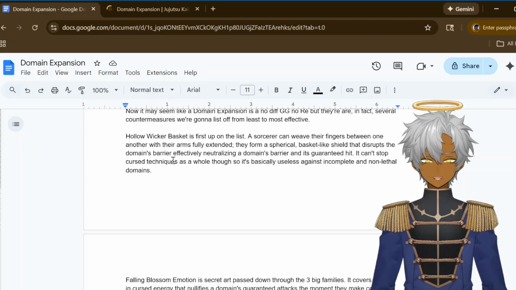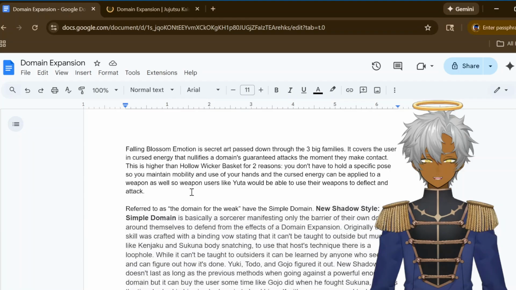So it can't stop curse techniques as a whole, though. So it's basically useless against incomplete and non-lethal domains. So, for example, let's say you got caught with Malevolent Shrine and you go ahead and pop Hollow Wicker Basket. You are not going to be getting hit with the slashes, the cleave and dismantle that Sukuna is using, because that would be the technique that is applied to his domain expansion. However, if he decides to pop Fuga and shoot you with a flaming arrow, you're going to get hit with that flame arrow. The Hollow Wicker Basket barrier is not going to defend you against that.